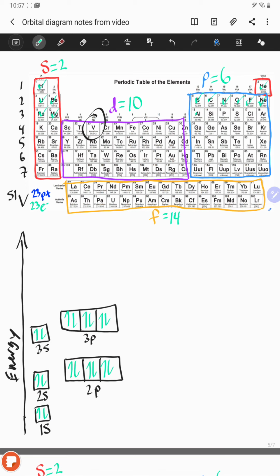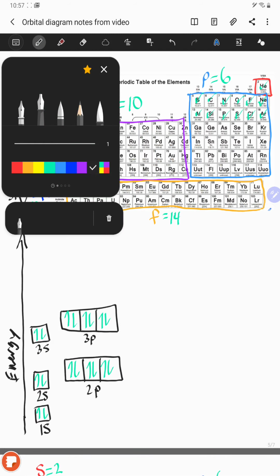All right, so we'll check off where we're at on the periodic table. And we're moving left to right. We just filled up the 3p, so we've got to go down to the 4s. Fill that in next.